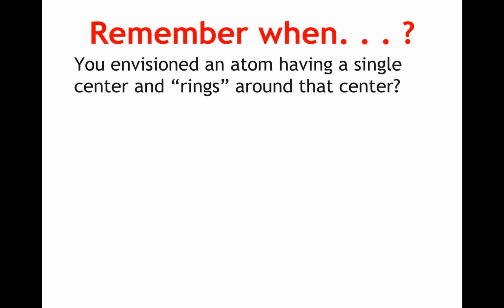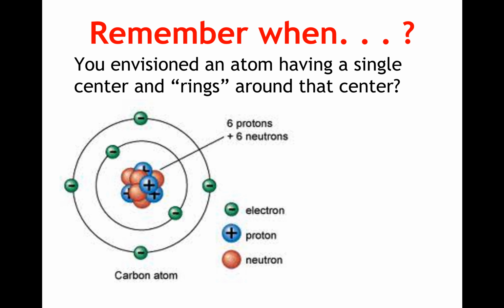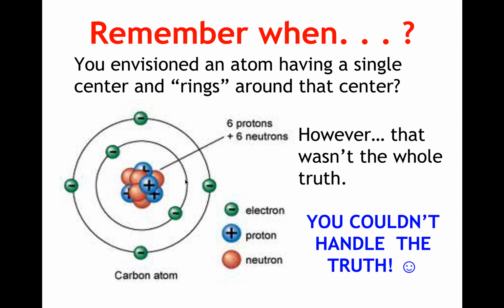So we started off with a model where we thought about electrons circulating the nucleus of the atom in set rings, and it looks something like this. We had our nucleus with the protons and neutrons, and then we had our electrons that looked like they were chained to strings and they can only go around in a certain level of this atom. But that's not the truth. You can't handle the truth.